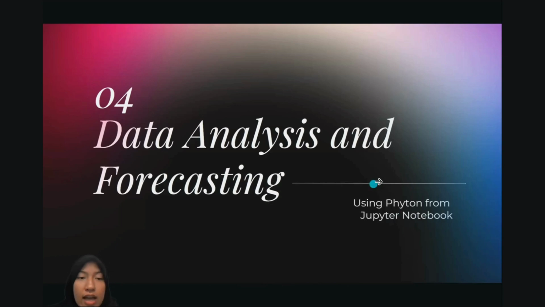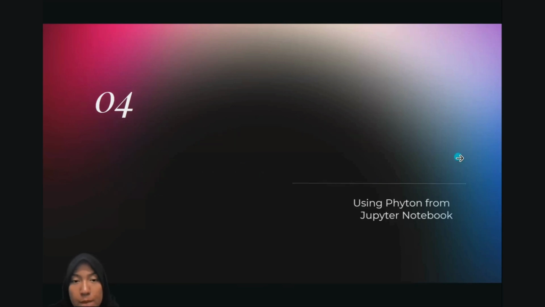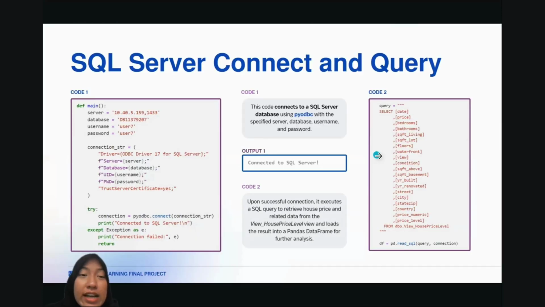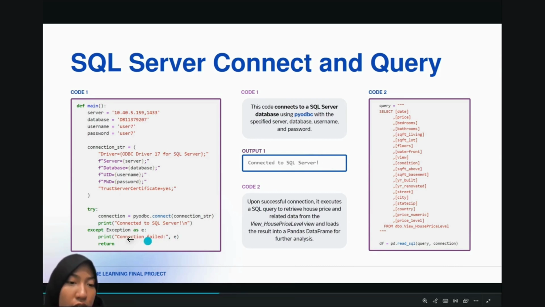And then after that, I do the data analysis and forecasting using Python in Jupyter Notebook. First, I connect Jupyter to the SQL server. So this is my server and my database, and before that in the SQL, I also made the role of my user. So I made a role for user 7 here. And this is the connection function, and if it's connected, it will print connected to SQL server, but if it is not connected, it will show connection failed.